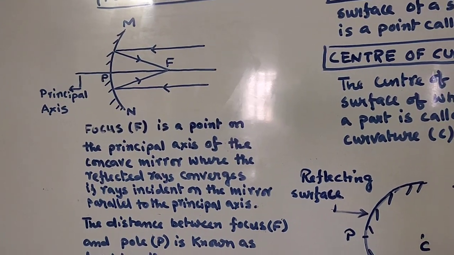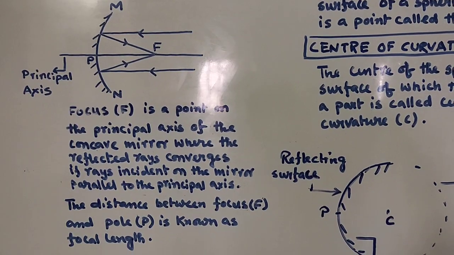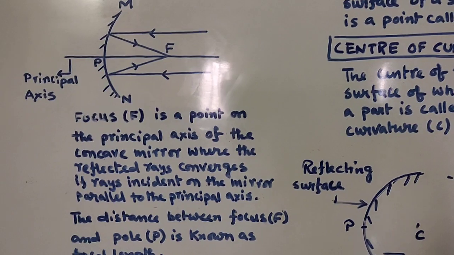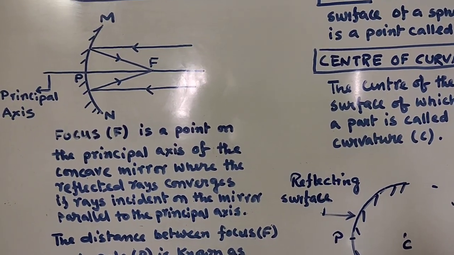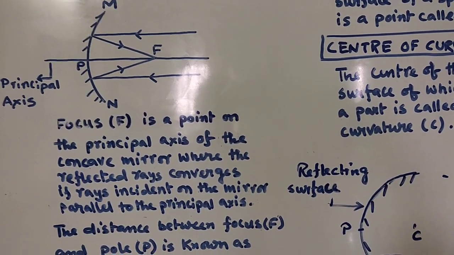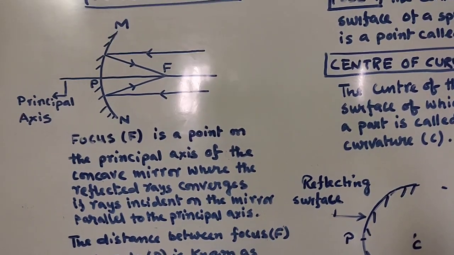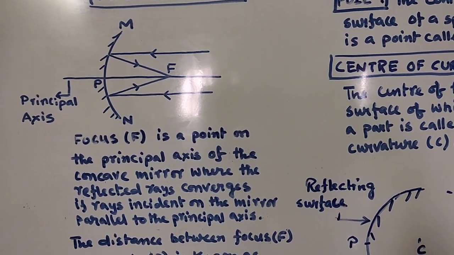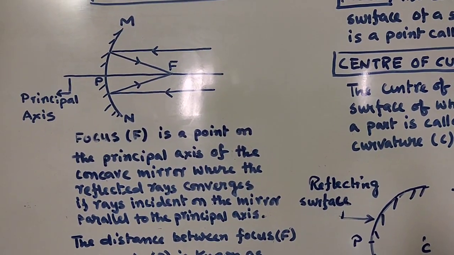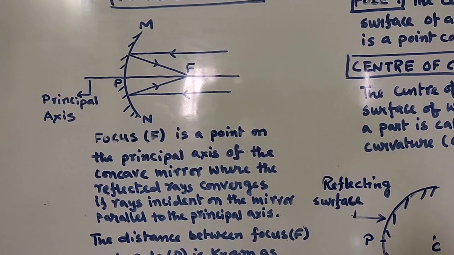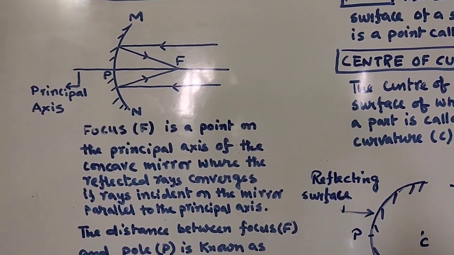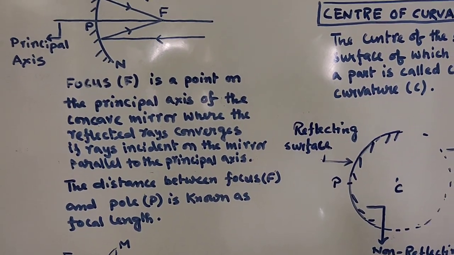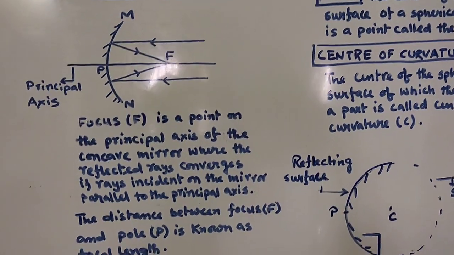Okay, so let me try to define it by the statement. Focus is a point on the principal axis of the concave mirror where reflected rays converge if rays are incident on the mirror parallel to the principal axis. You see some rays strike the concave mirror parallel to the principal axis, and after reflection they converge at a particular point, and that point is nothing but the focus. The distance between pole and focus is the focal length. The distance between focus and pole is known as the focal length of the concave mirror.